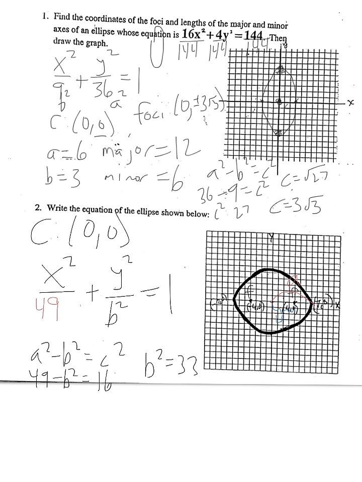Keep in mind what we're trying to find here. We're trying to find b squared, so we don't want to square root this. We really don't care what b is. b squared is 33. So we can replace b squared with 33. And there's our equation. Right there. So it's all about finding the a, b, and c values, some way, somehow. All right. Last problem.